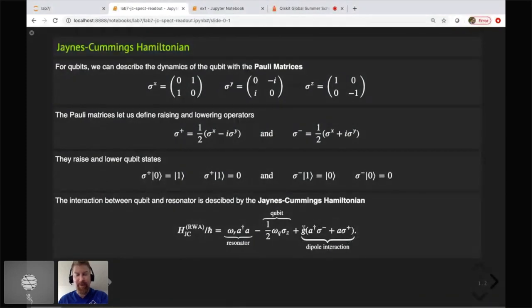The interaction rate is given by this g, which is sometimes called the vacuum Rabi rate. The two terms we have here represent the creation of a photon in the resonator by lowering the photon number down. So this essentially represents the qubit going from the excited state and emitting a photon into the resonator while it transitions to the ground state. And vice versa, we also have the situation where we destroy a photon in the resonator while promoting the qubit state from 0 to 1.